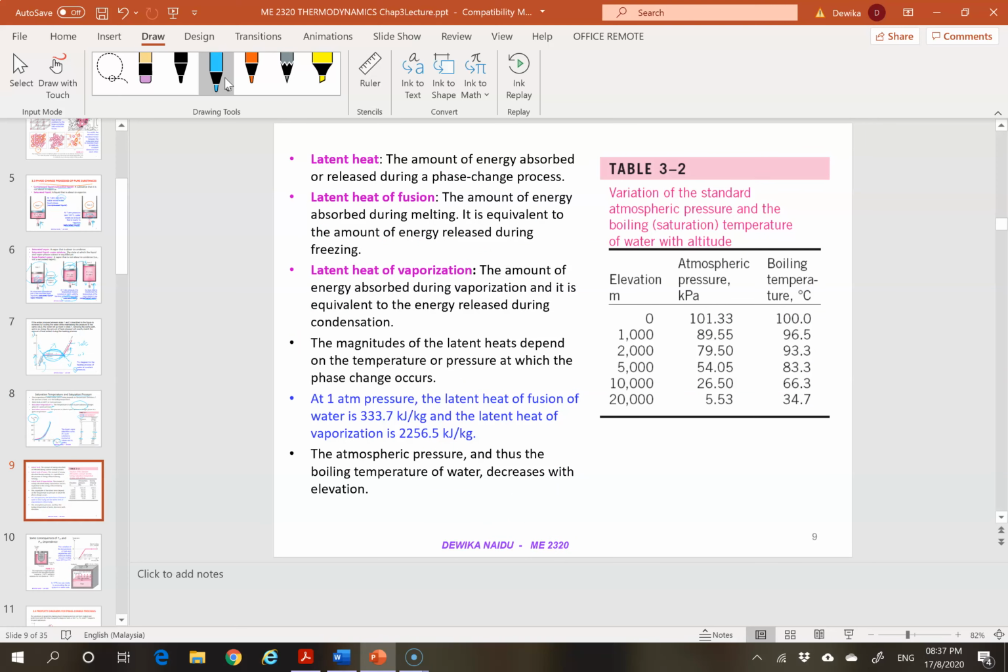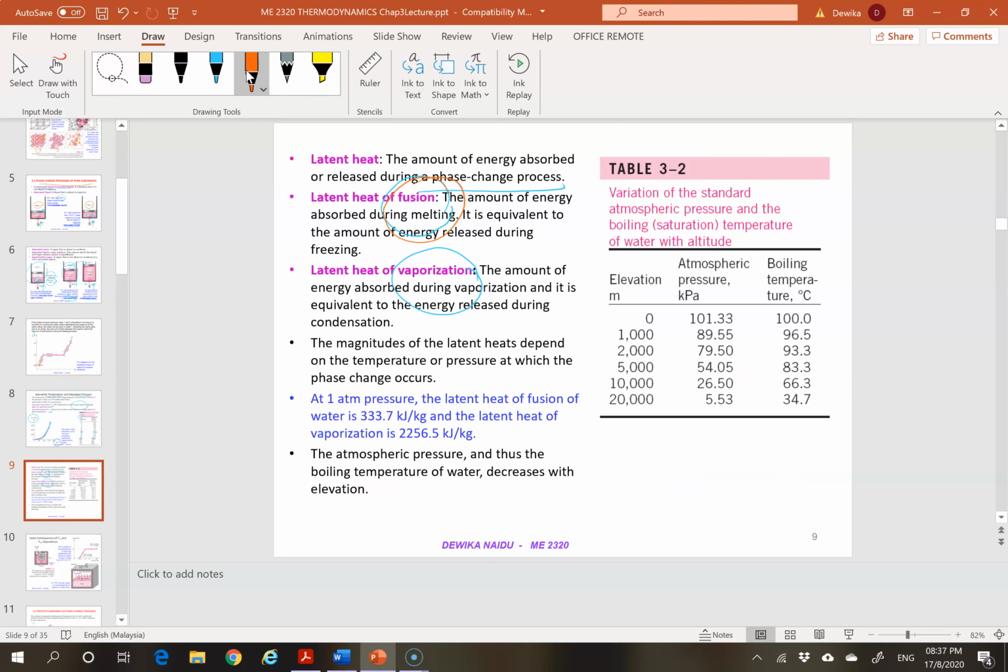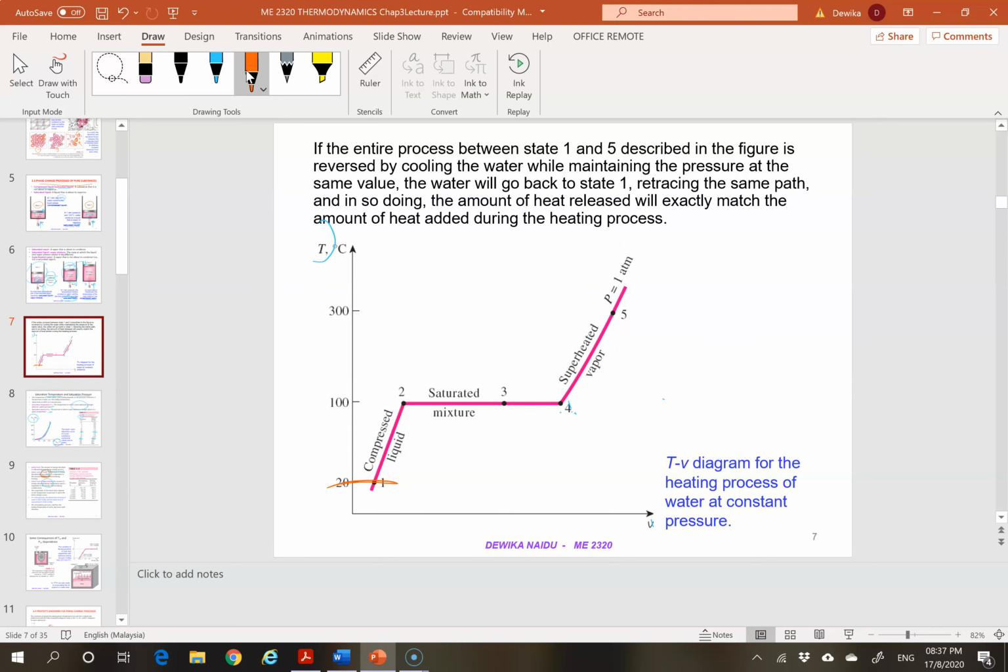Okay, so next we have latent heat. What is latent heat? It is used for phase change. So we have two, fusion and vaporization. Let's label here which is fusion and which is vaporization. In this case, because the water is starting from 20 degrees C, we can't see the fusion, because this is during melting. Vaporization is during here, from liquid to vapor. So this is latent heat of vaporization. Remember, moving this side, it's absorbing heat. Moving this side is releasing heat.